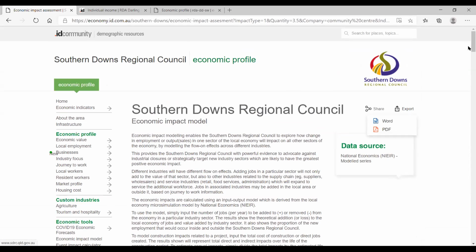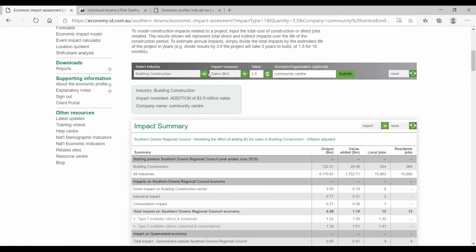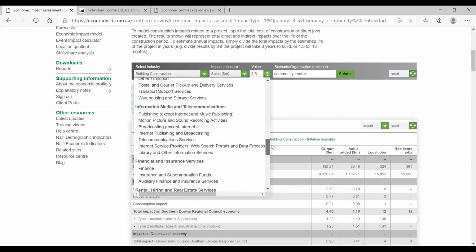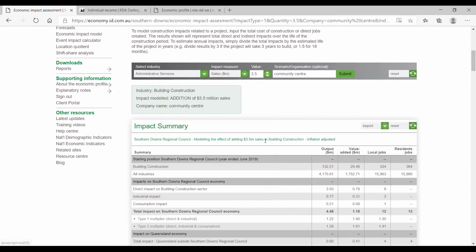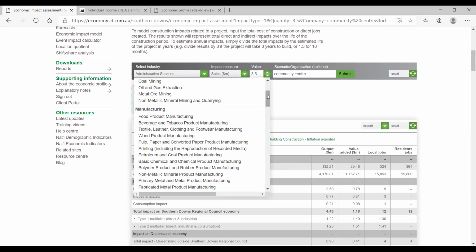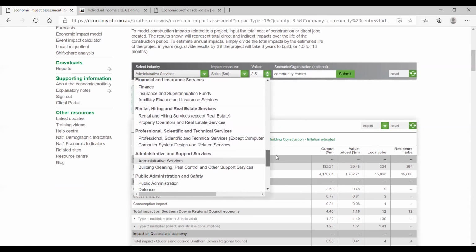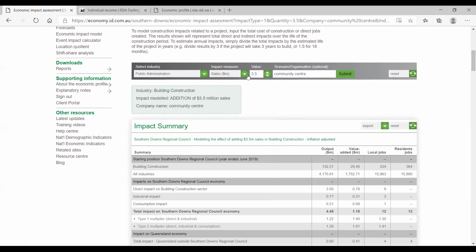Okay, so that would be the building and construction phase. The next phase of this particular project in St George is they have some public servants that will be going in there, because it's sort of like a community centre, library, and what we'll change that to is jobs. And it's actually going to be 3 jobs in this community centre. Okay, so I've put in public administration. We know that 3 people are going to be employed full time there, and we submit that through the model.